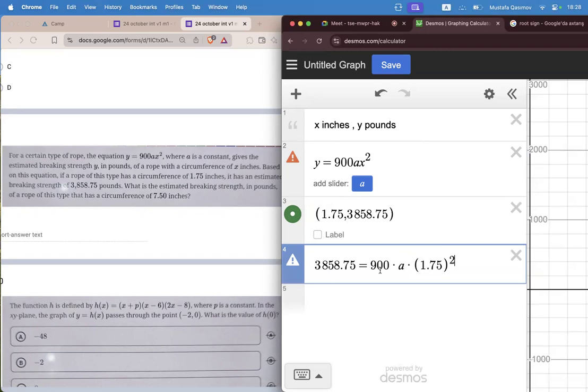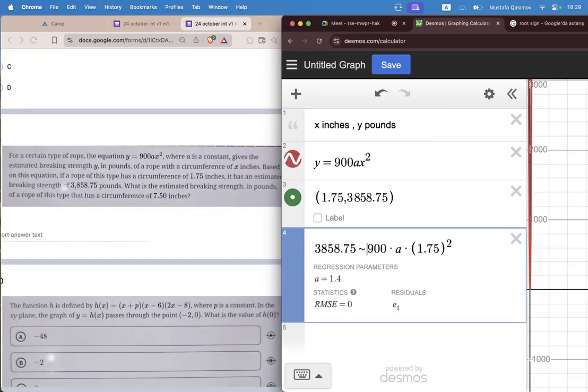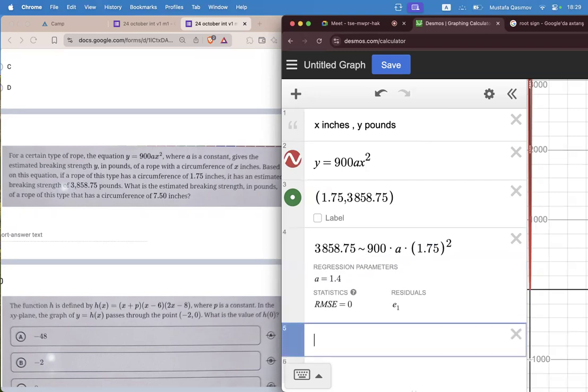Then let's find a from here. So a is equal to 1.4. Then let's write it instead of a: 900 multiplied by 1.4 multiplied by x squared, and x is equal to 7.5. So the answer is 70,875.